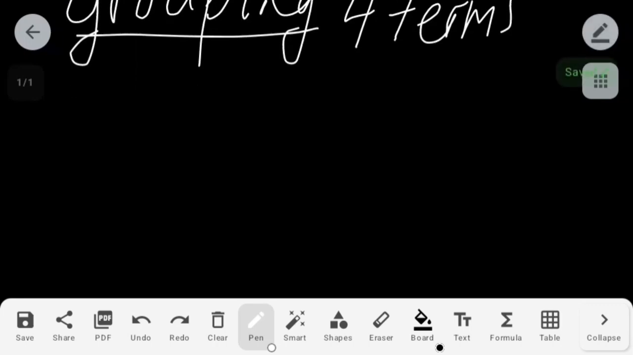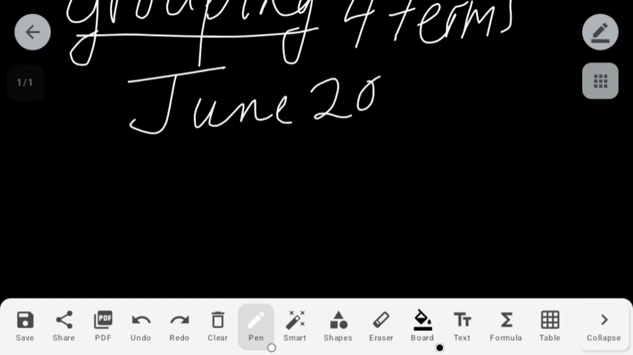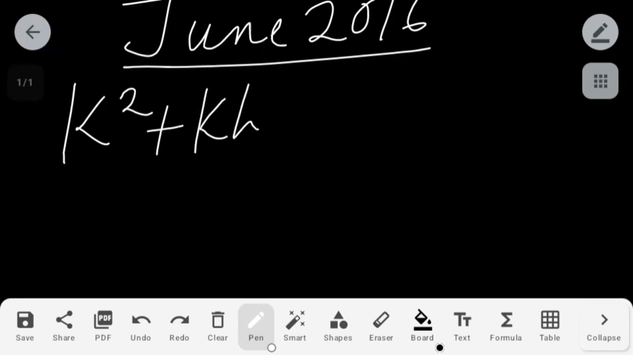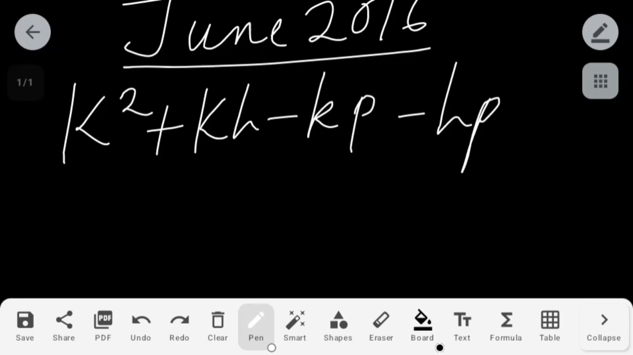For example, a question from June 2016 says factorize completely k squared plus kh, then minus kp, then minus hp, like this. To factorize this question, first we're going to split them.